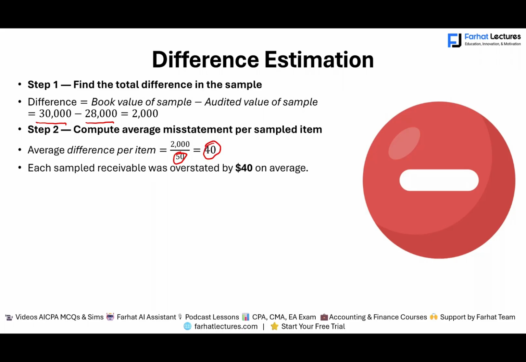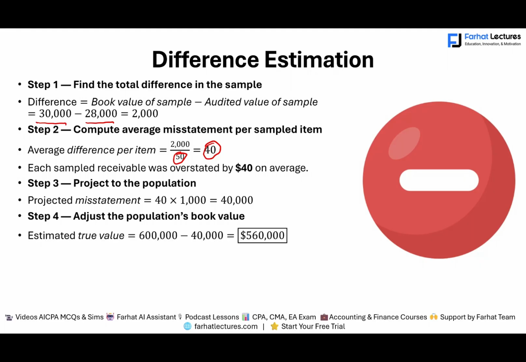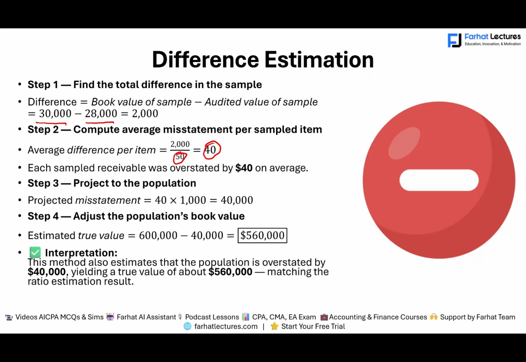And guess what? We're going to take this $40 and project it toward the whole population. How many units do we have? We have 1,000 units times 40 equals 40,000. Well, we're going to adjust the book value now, reduce it by, you guessed it, 40,000. The estimated true value is 560,000. This is the method that we used. This method also estimates that the population is overstated by 40,000.